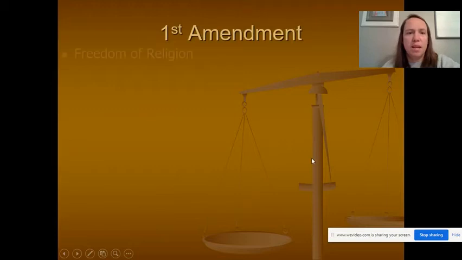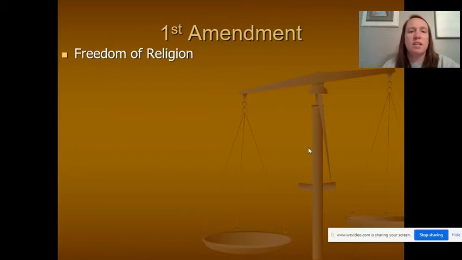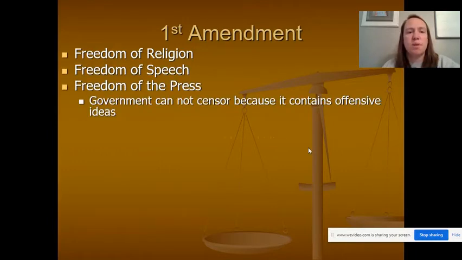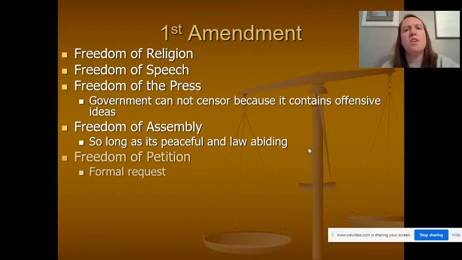All right, so let's jump right in. The First Amendment has 5 freedoms. You have to know all 5. So you need to write these in your box: religion, speech, press, assembly, and petition. Hopefully you've already written your notes.